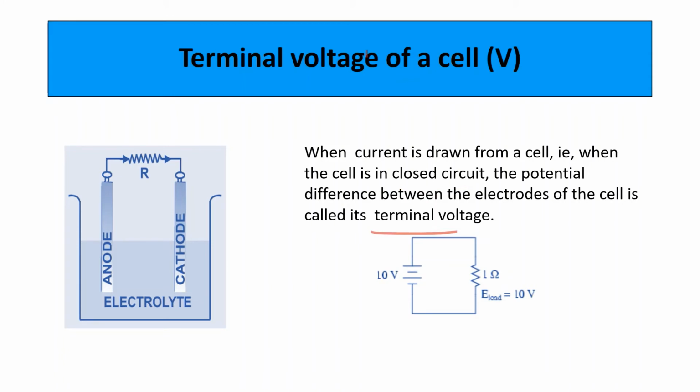Now you can see a 10 volt cell which is being connected to a 1 ohm resistor. This is called the load. The circuit is closed. The potential difference across this resistor is known as terminal voltage. V is equal to I into R, that is the terminal voltage or the potential difference.